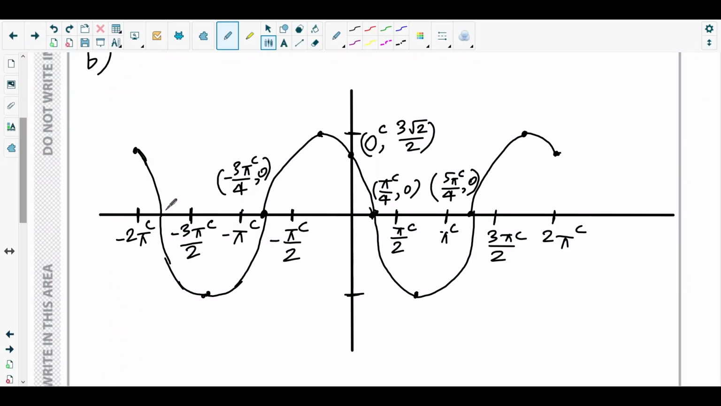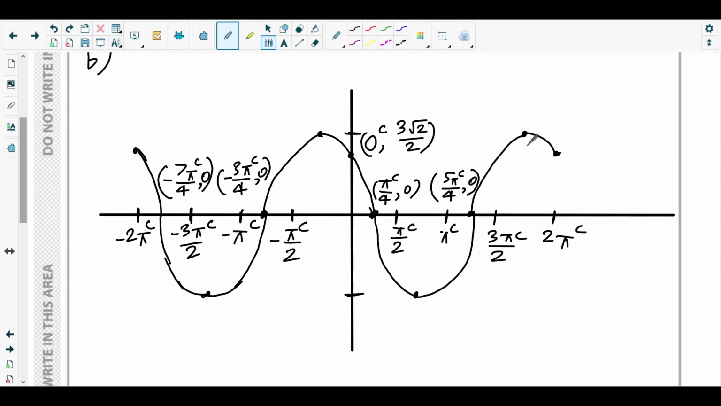Okay, and here it is intersecting the x-axis at negative 315. 315, it's basically, okay, negative 7 pi over 4 radian and 0, y coordinate 0.